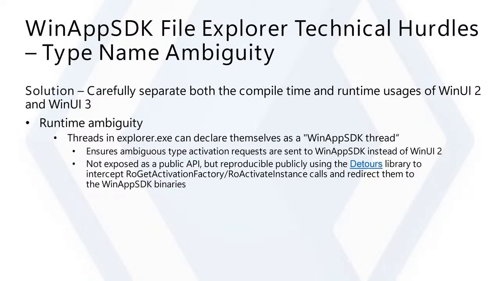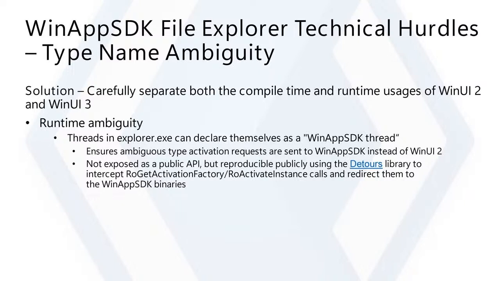And the other thing we had to solve was the runtime problems. So if we're asking for a tab view at runtime for WinRT, does that mean WinUI 2 tab view or WinUI 3 tab view? And the way we solve this is that an Explorer exe thread can mark itself as being for WinFSDK. This will cause us to redirect type activations to either WinFSDK or WinUI 2 and ensure that we're activating the right type for the right context.